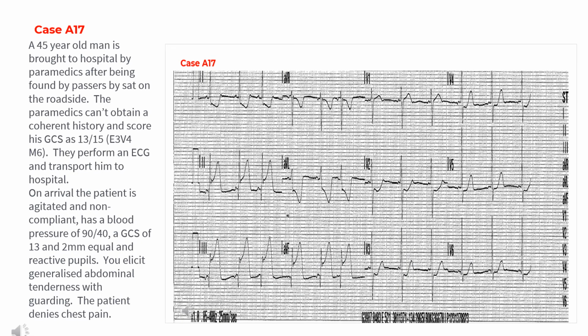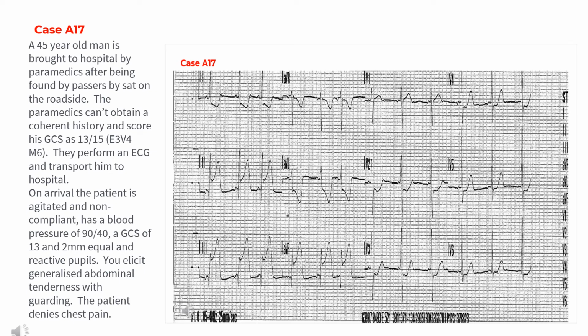Case 17. A 45-year-old man is brought to hospital by paramedics after being found by passers-by sat on the roadside. The paramedics can't obtain a coherent history and score his GCS as 13/15, E3V4M6. They perform an ECG and transport him to hospital.